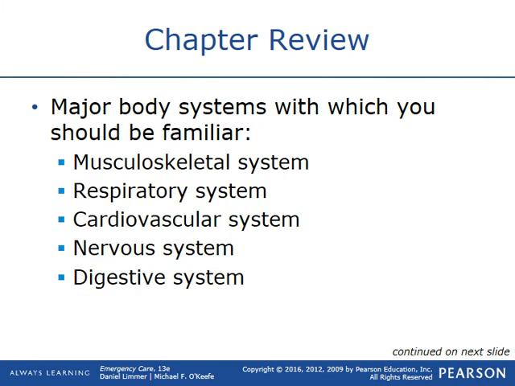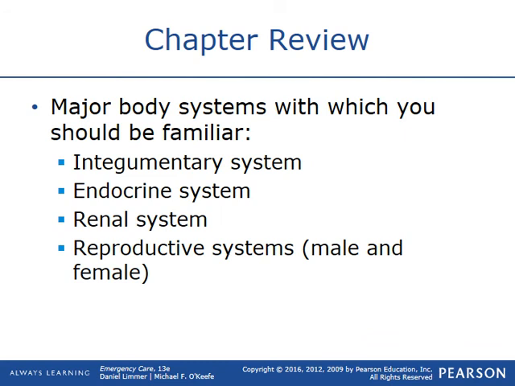Remember the major body systems that we talked about today, which you should start becoming familiar with: the musculoskeletal system, the respiratory system, the cardiovascular system, the nervous system, and the digestive system. We also want to be familiar with the integumentary system, the endocrine system, the renal system, and the reproductive system.